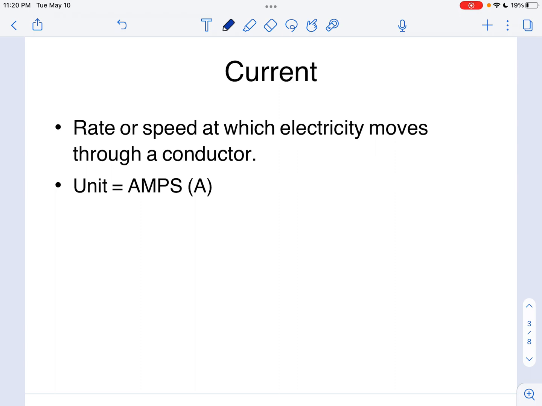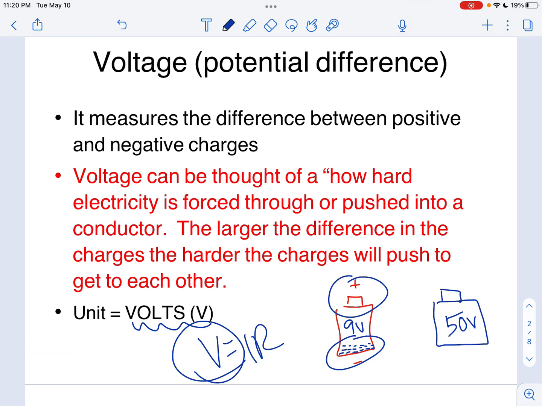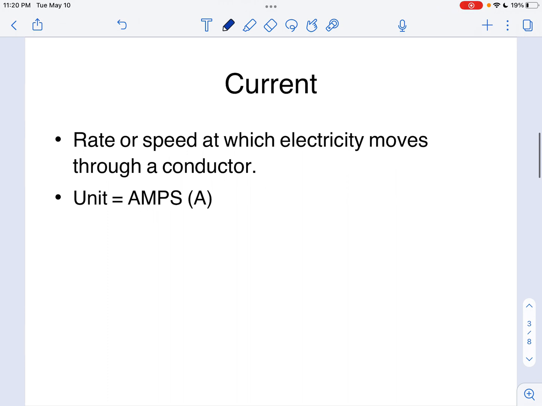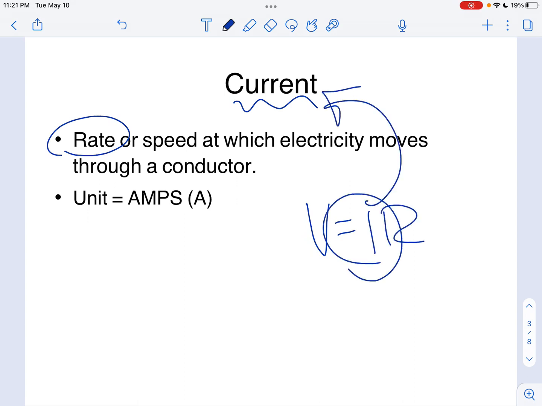Current, though, is how fast those electrons are going to move through. With voltage, think of it as how hard you're pushing those electrons. The harder I push, the faster it is going to move. If I turn on the spigot outside all the way up, then I'm going to be able to generate a faster current. So current is the rate or the speed. In the equation V equals IR, I is your current. We measure current in amps or amperes, and if you get a little lazy, you can abbreviate that by just writing A.